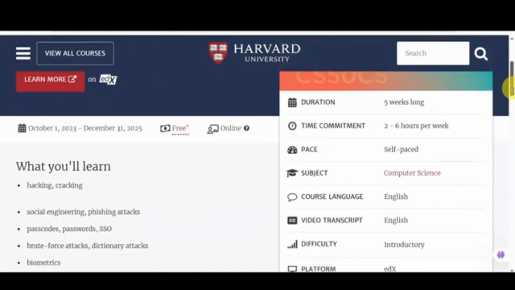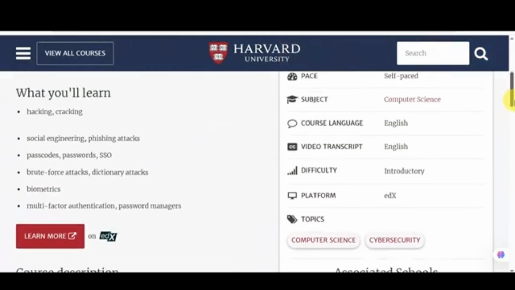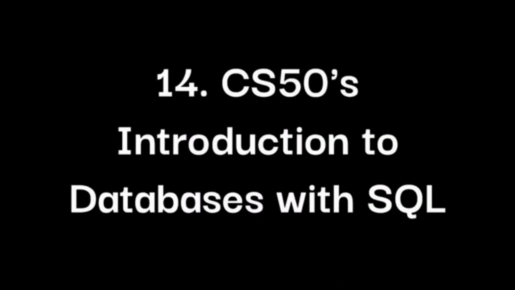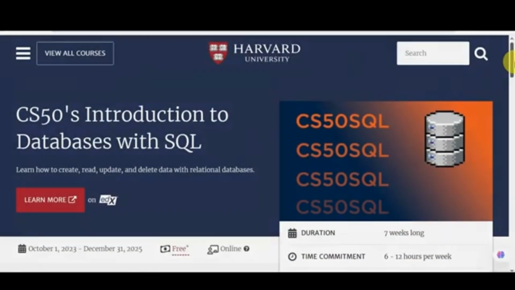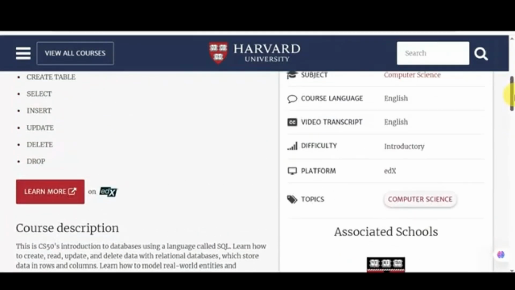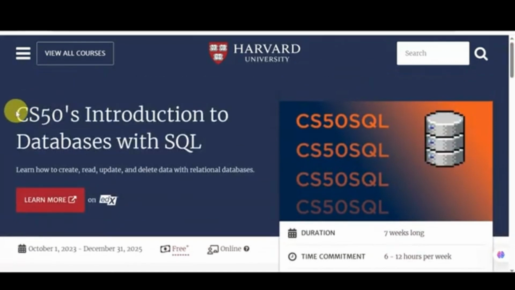Learn how to protect your own data, devices, and systems from today's threats. 14. CS50's Introduction to Databases with SQL. Learn how to create, read, update, and delete data with relational databases.